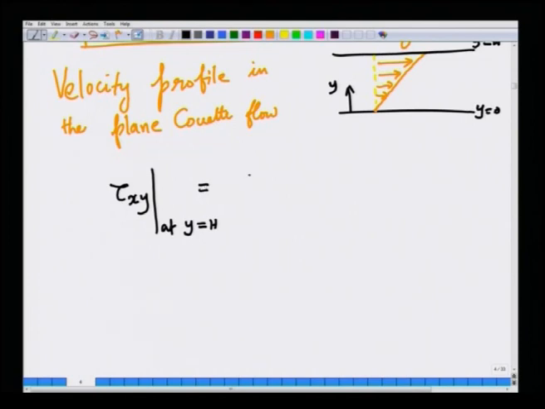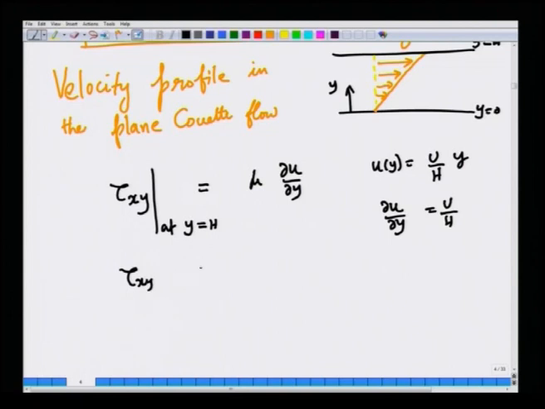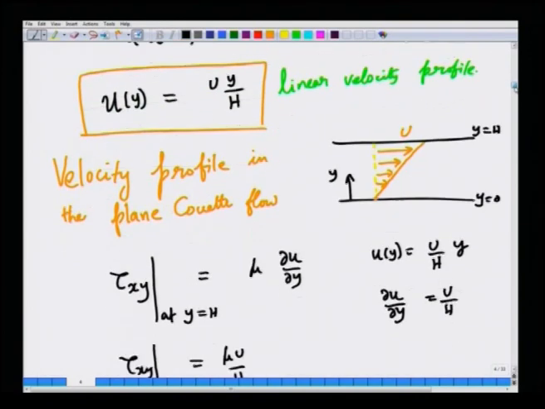So, tau x y is mu partial u partial y. Now, u of y is u divided by h times y. So, partial u partial y is u divided by h. So, tau x y is a constant right through the fluid. So, it is mu u by h, that is because the velocity profile is linear. So, tau at y equals h is mu u by h. Now, comes the matter of interpretation.